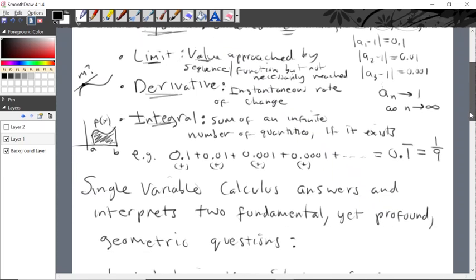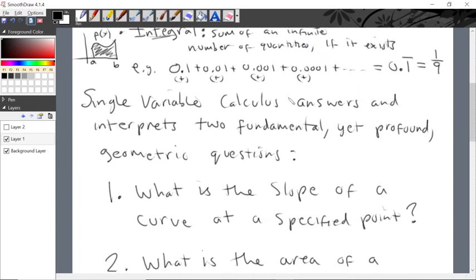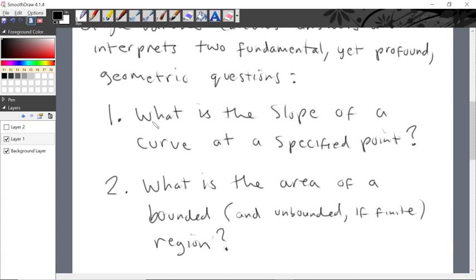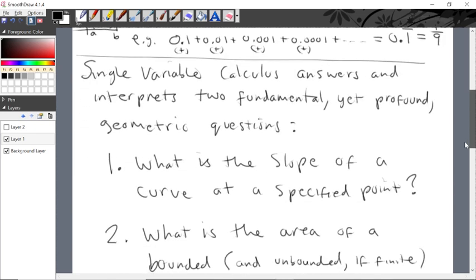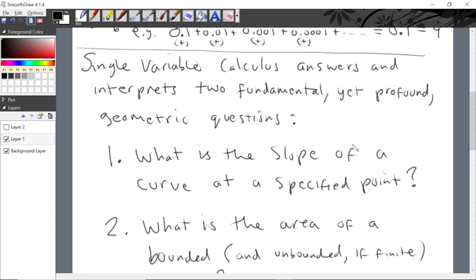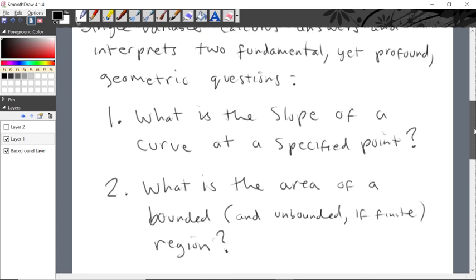So calculus seeks to answer and interpret two fundamental, quite profound questions, and they are geometric questions. The first: what is the slope of a curve at a specified point? So we have to talk about the nature of the curve itself. It must be continuous, for instance. It can't have gaps in it. And we'll see why that has to be the case as well.